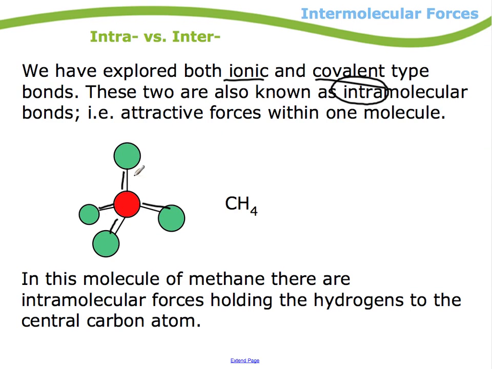All these bonds that I've indicated here, sorry, it looks like double bonds, but this bond and this bond and this bond and this one are all examples of intramolecular bonding. So in methane, I've got bonds that are holding the carbon and all those hydrogens together. That's intramolecular bonding. These particular ones are sharing, so that would be a covalent bond.